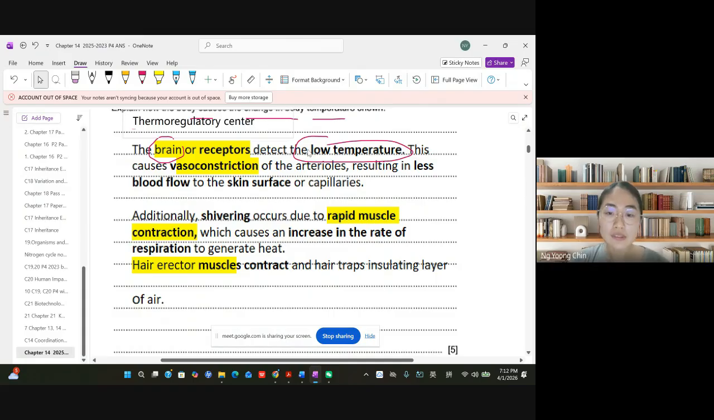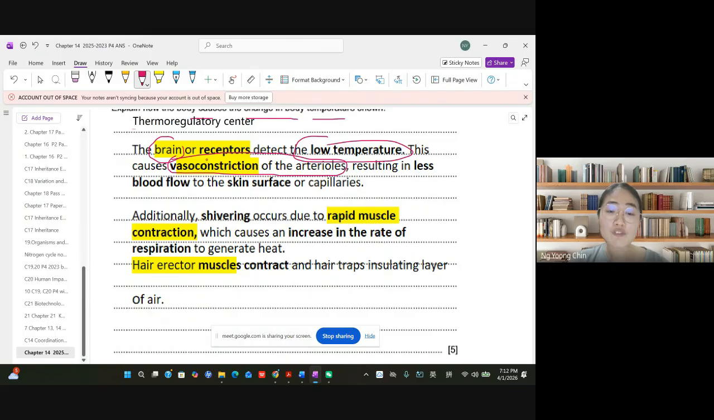So they will detect a low temperature. The receptor detects the temperature, so it will bring a response. What happens if you have a very low temperature? You want to increase the temperature back, right? So what you can do is vasoconstriction of the arteriole.